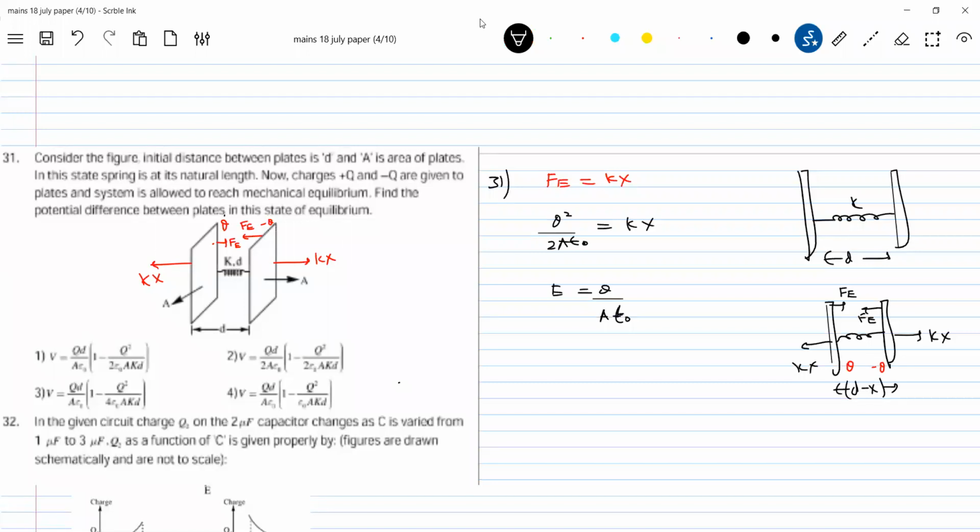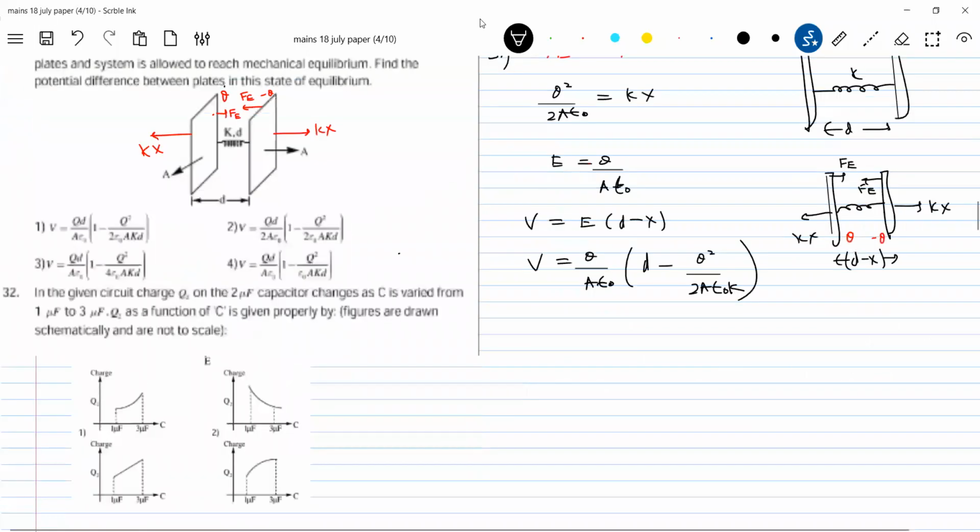So now let's go for the potential difference. How do you write potential difference? Electric field into separation distance. So potential difference should be equal to E into D minus x. So substitute the value of x here. Q over A epsilon naught, into D minus x, where x is Q square by 2A epsilon naught K. So if this diagram flashes for you, you can manage something. 31, 32. For 32, you do one thing, it's very simple.